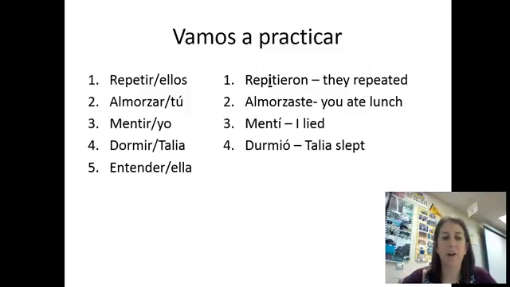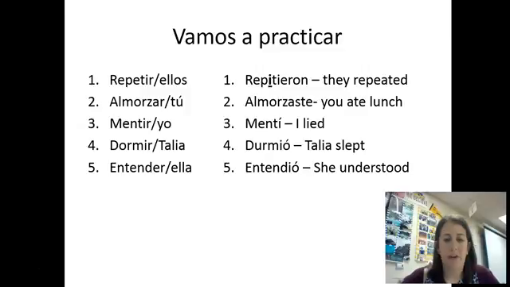And then finally, number 5, entender in the ella form. Notice entender is an ER verb, therefore we are not going to have a stem change, despite the fact that we are in that flip-flop. She understood. So make sure you jot down any questions that you have. We're going to do quite a bit of practice with this, and I will see you guys in class. Gracias!